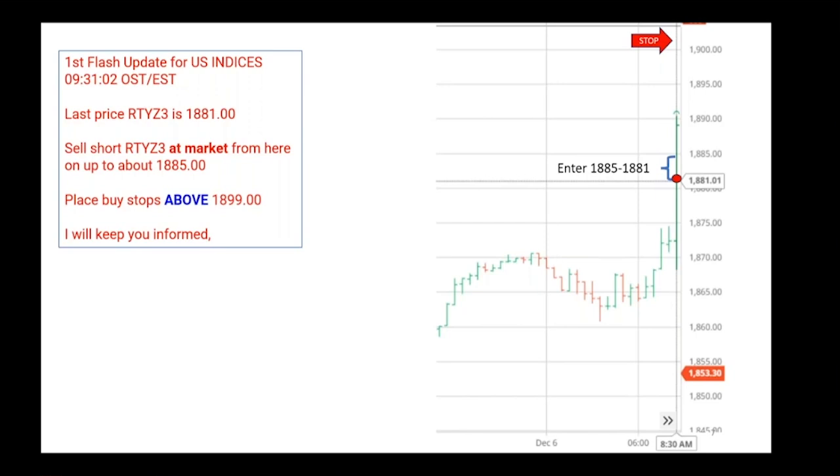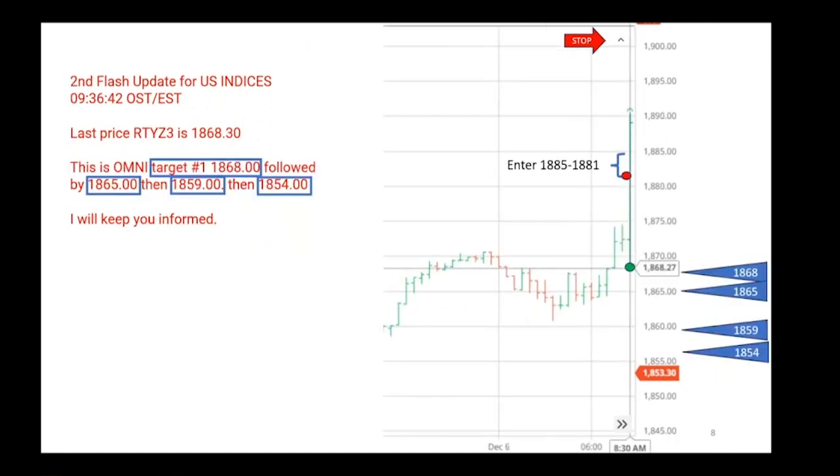So following that flash, we put our buy stop in, we went short at the red dot. These screenshots may be a little tough to read, but you don't have to take my word for it. Pull up that historical trade and you can track it yourself. The next flash update came out right after the market opened at 9:36. It was at 1886, and he gave us what the targets were that we're going to be looking for.